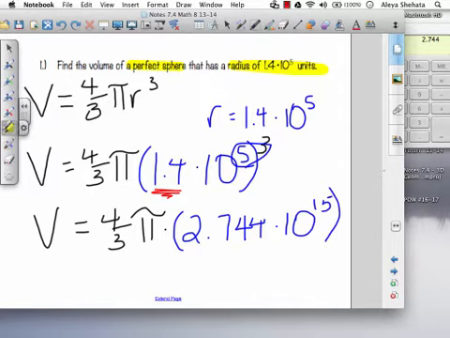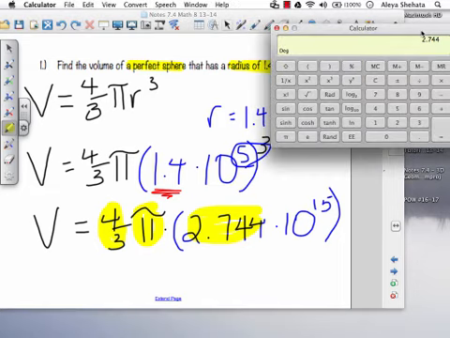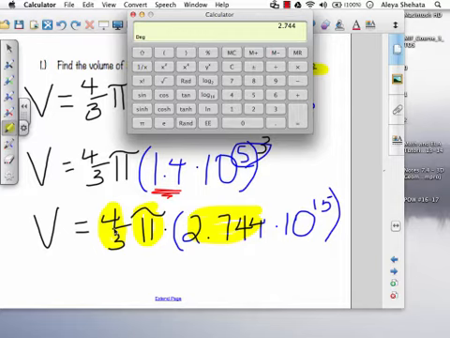Now I'm going to do my multiplication of all my numbers I can put in my calculator. So I can put 4/3 in my calculator, I can put pi in my calculator, and I can put 2.744 in my calculator. So I'm going to type in exactly what we have here. 4 divided by 3, and then I'm going to multiply it by pi right here. Then I'm going to multiply it by 2.744. Not times 10 to the 15th power, because there's a way to do it on my calculator, but I'm not going to worry about that.